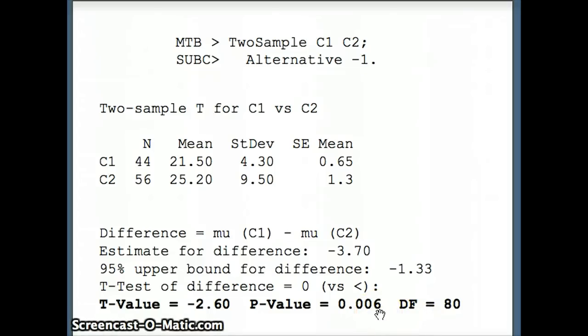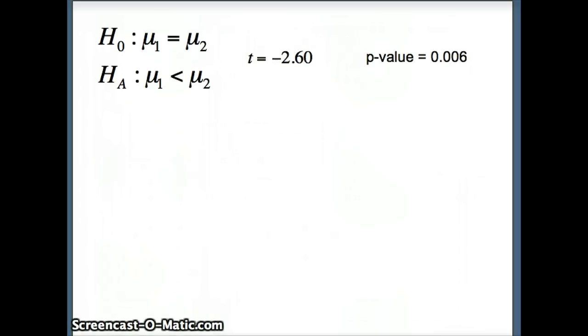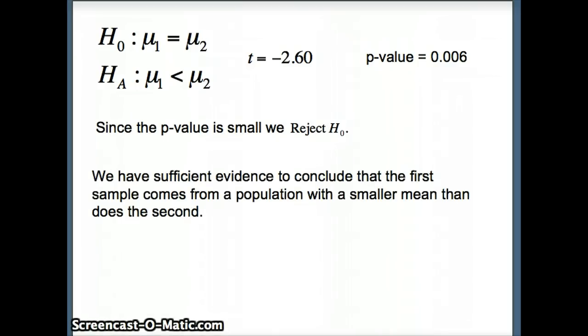So a very small p-value tells us if we assume the null hypothesis is true, the chances of getting numbers like this just by random chance is 0.006. And since that's small, we say maybe it wasn't random chance. Maybe we should throw out the null hypothesis. So again, our null hypothesis, alternate hypothesis, test statistic, and p-value. Since the p-value is small, we reject H0. And this time we're going to say we have sufficient evidence to conclude that the first sample comes from a population with a smaller mean than does the second.